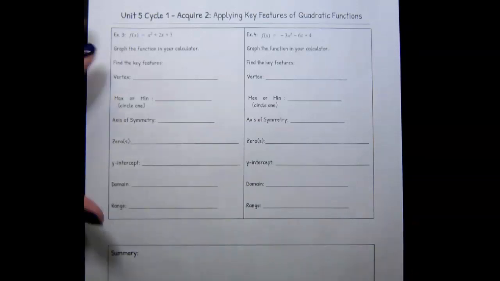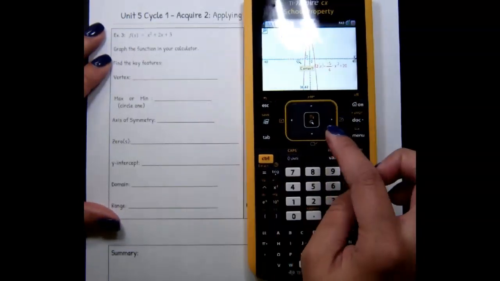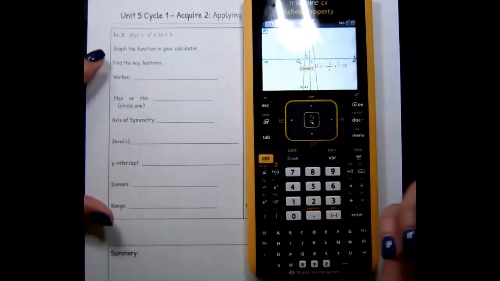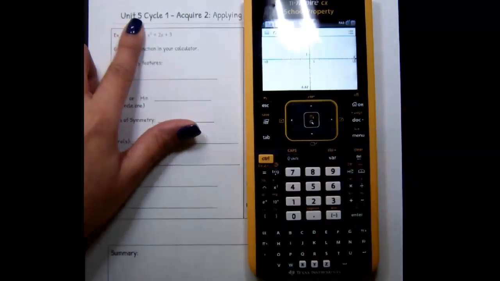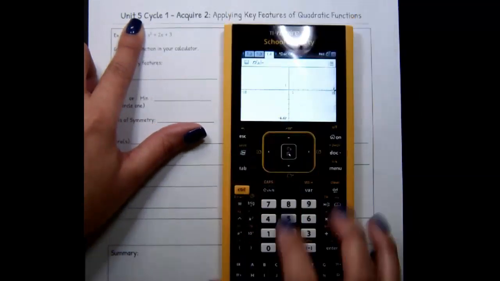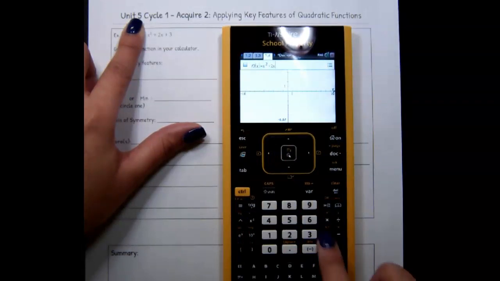So, graph the function in your calculator. Well, we need to be able to graph it to be able to get the table to see all those numbers. So, add a graph. Remember, we only start typing in after the equal sign. So, I have x squared plus 2x plus 3.